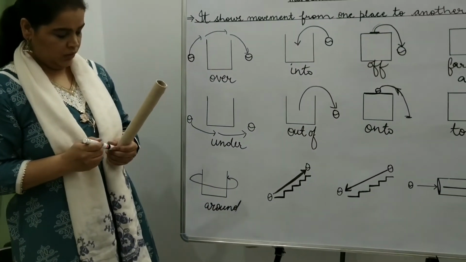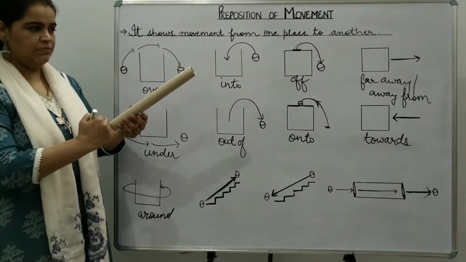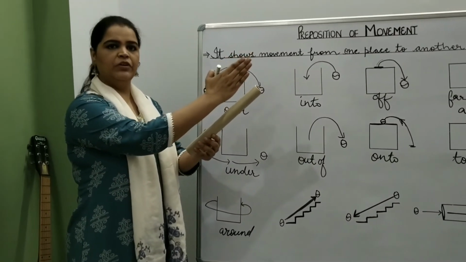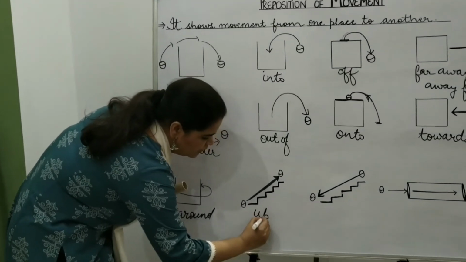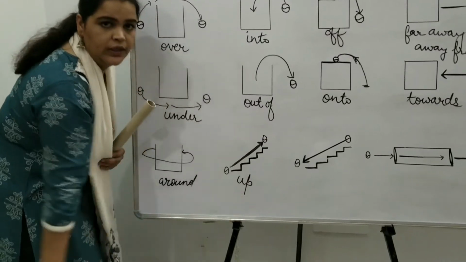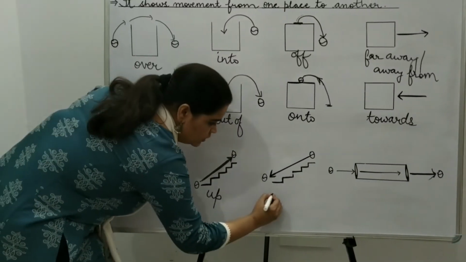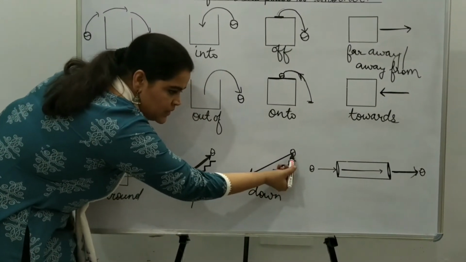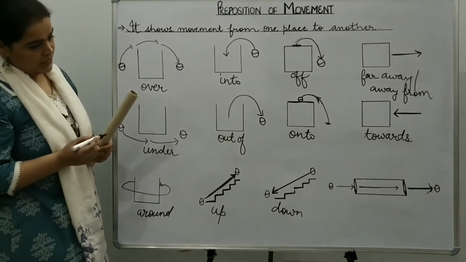Now see the next one. Now suppose these are your stairs and you are moving from the bottom part to the top part. So this movement is called upward or up. The movement from downward to the upward side, this movement is called up. So what is the opposite of up? Down. So the opposite is something moving from the upper side to the lower side. This is called down.